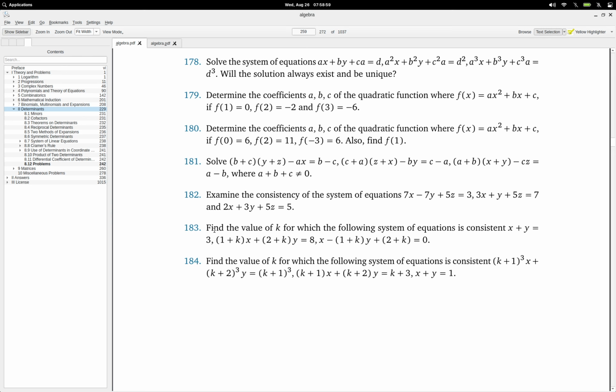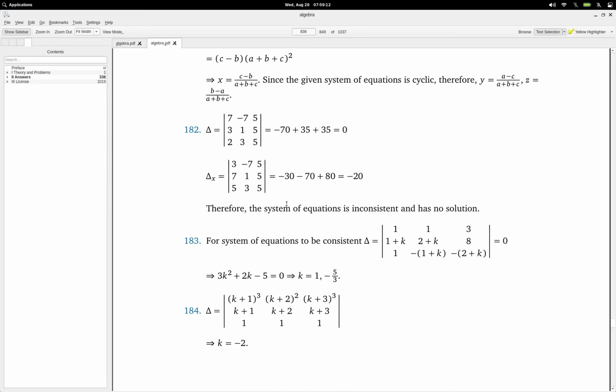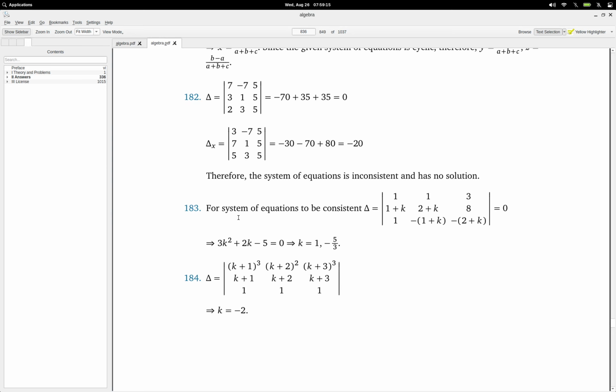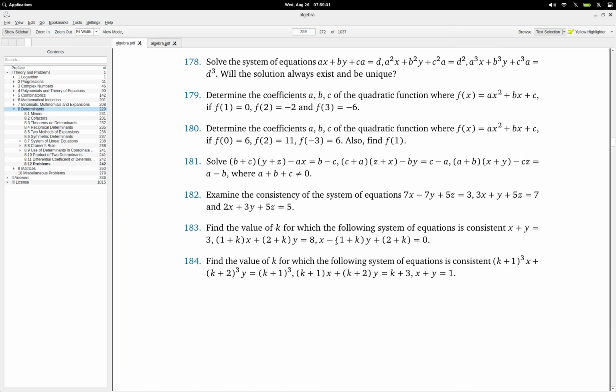Question 183 says find the value of k for which the following system of equations is consistent. X plus y is equal to 3, 1 plus k x plus 2 plus k y is equal to 8, x minus 1 plus k y plus 2 plus k is equal to 0. So for the system of equations to be consistent, delta is equal to 0. So we compute delta here, and it turns out to be 3k square plus 2k minus 5 is equal to 0. From this equation, we have k is equal to 1 and minus 5 over 3.